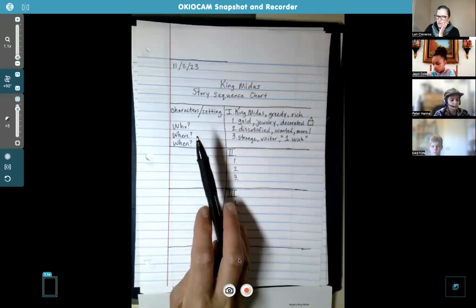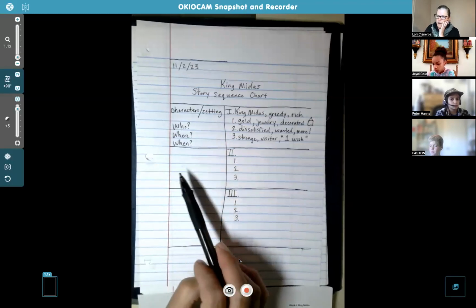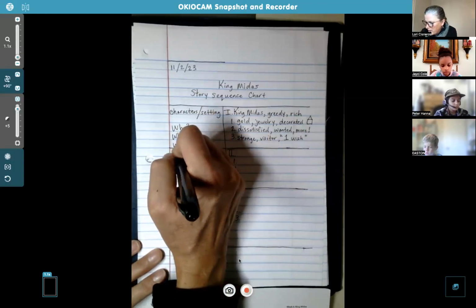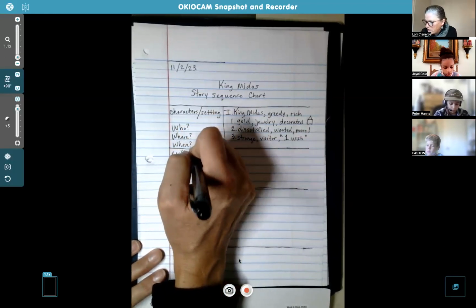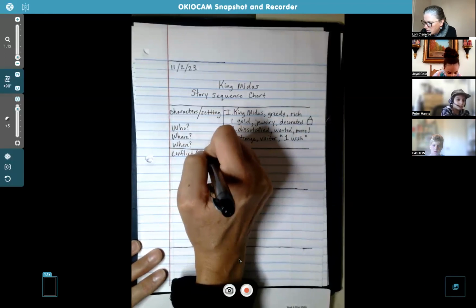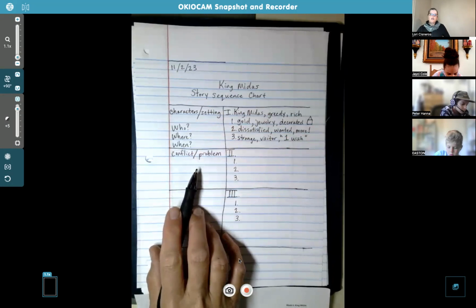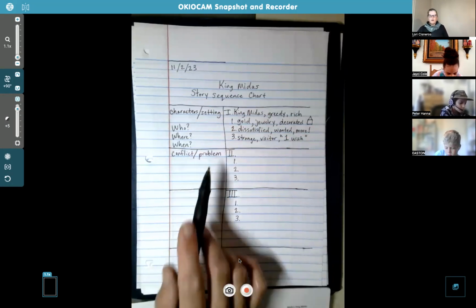So we already talked about characters and settings. In the middle of a story, that's usually when these two things happen. Go ahead and put the word conflict / problem in that second box on the left here. On the left side, put conflict / problem.